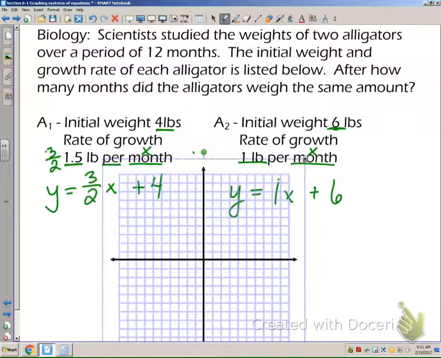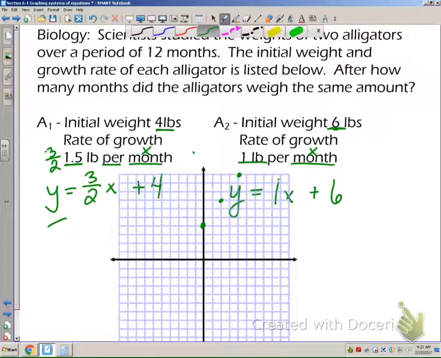Let's graph this alligator 1 first. So I'm going to go up 1, 2, 3, 4, plot the y-intercept and use my slope. Up 3 over 2, up 3 over 2. And I'm running out of room on my graph, so I'm not going to be able to go any further, but hopefully that's far enough.